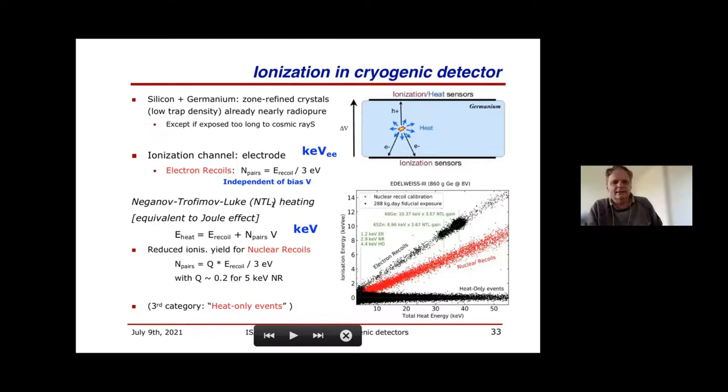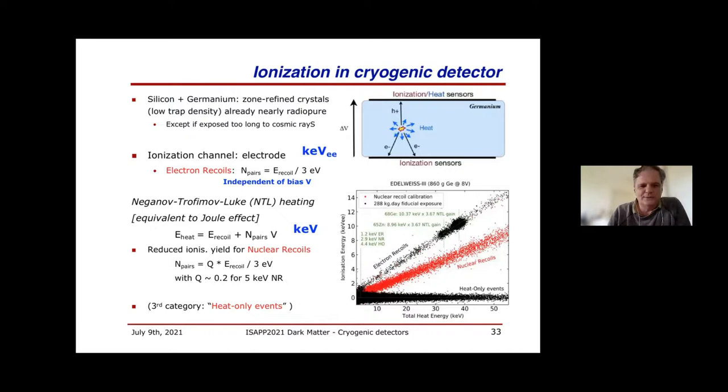So this, in fact, is not a problem, because when you think of it, it just adds to your signal. Instead of having just the initial recoil energy, you add something to it. And the resolution of the measurement will not be affected too much, if you don't create too much extra heat continuously. This amplification just gives you more gain without more noise.